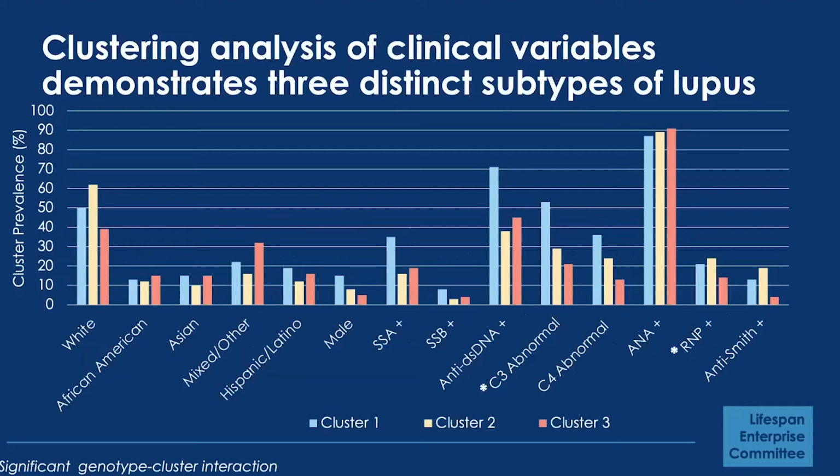And we also found some genetic variants that significantly interacted with the genotype cluster interactions after correction for multiple testing. So we found significant interaction with C3 lab and also RNP positivity.